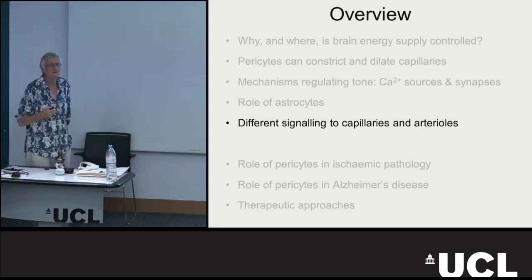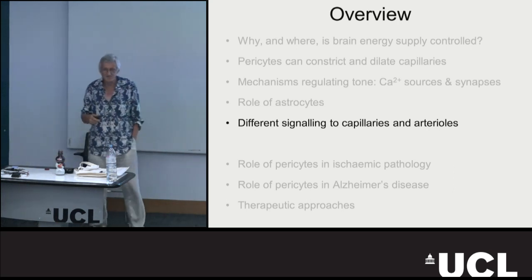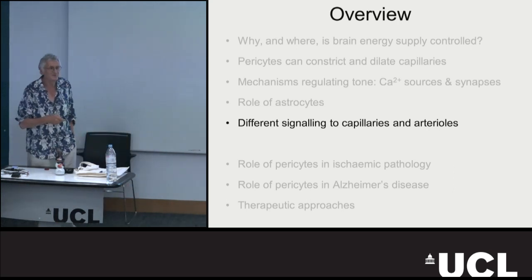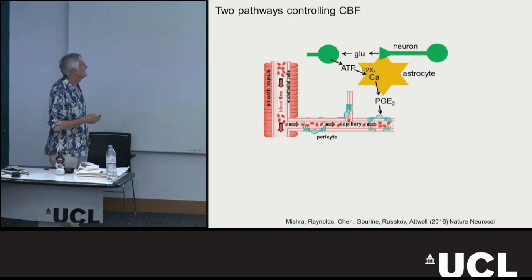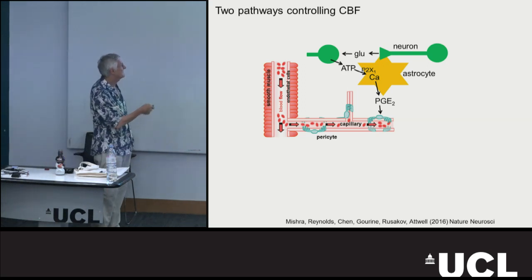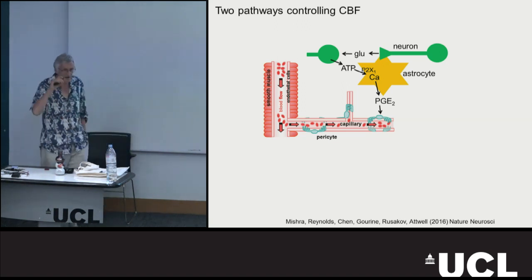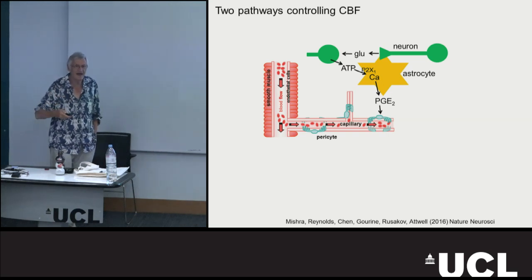It turns out that we sent this off to a nice journal, and they said, that's lovely, but would you please do it all again for arterioles? So we did it again for arterioles, and it turns out there are different signaling pathways regulating the diameter, at least in brain slices, of capillaries at pericytes and of arterioles. So the one I just told you about involves glutamate releasing ATP, raising astrocyte calcium, releasing prostaglandins, which hyperpolarize pericytes and thus relax them.